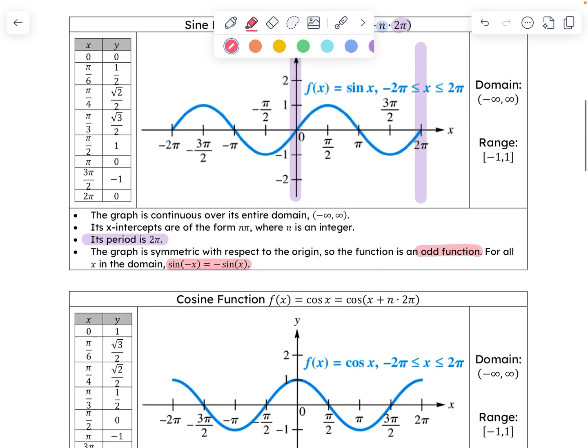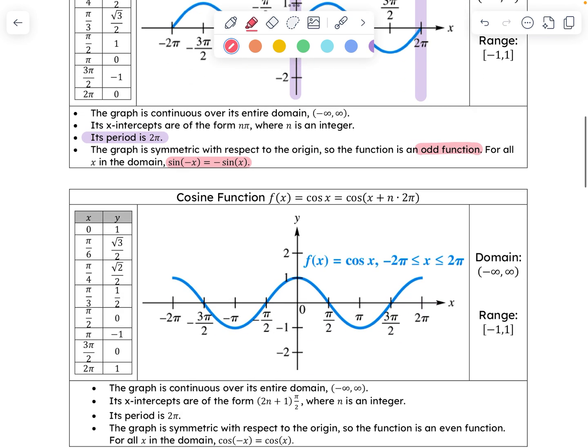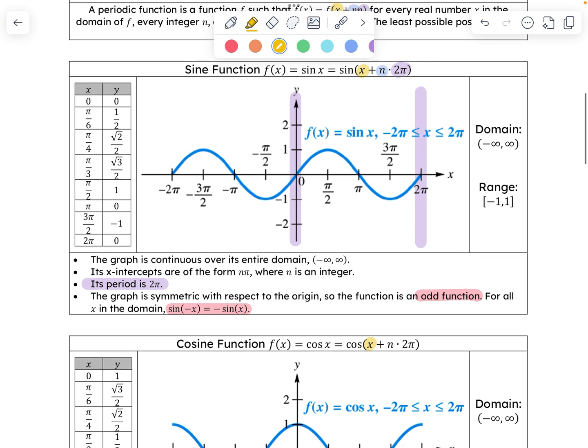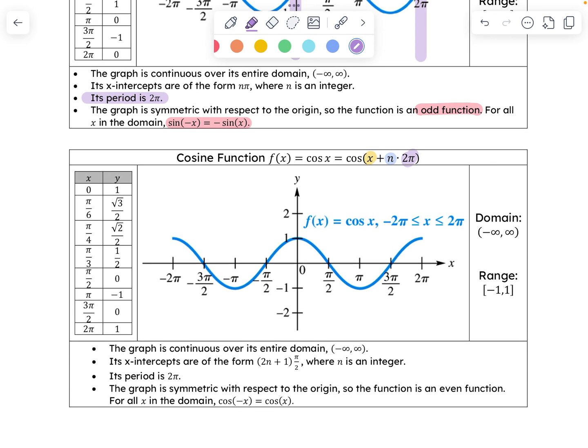So same idea as what we were talking about with the periodic functions being x plus np. We've got our x, just like we did up here. We've got our n, and we've got our period, our p. So just like the sine, our cosine has a period of 2 pi. It has some very similar characteristics.